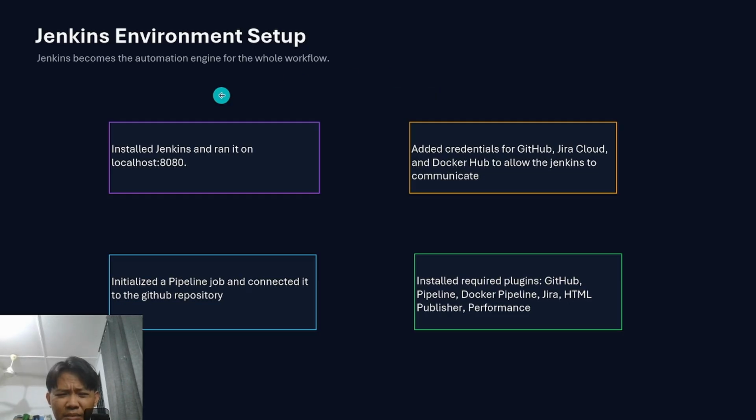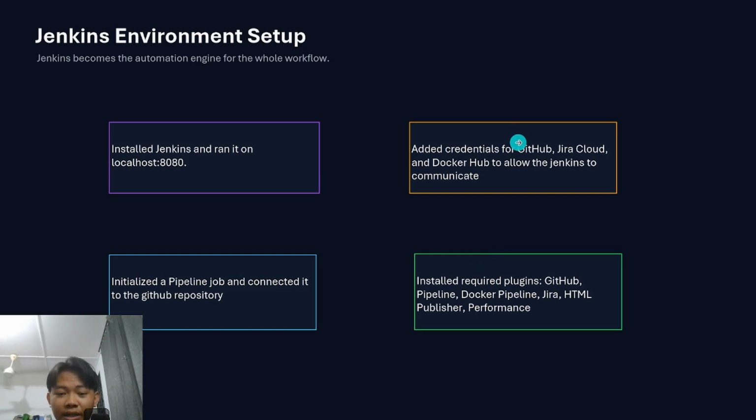So this slide is about setting up Jenkins, which is basically the engine that runs our pipeline automatically. First, we install Jenkins and run it on localhost port 8080, and then we install all the plugins we needed, like GitHub, Pipeline, Docker Pipeline, Jira, HTML Publisher, and Performance. Each of these lets Jenkins talk to different tools in our workflow.